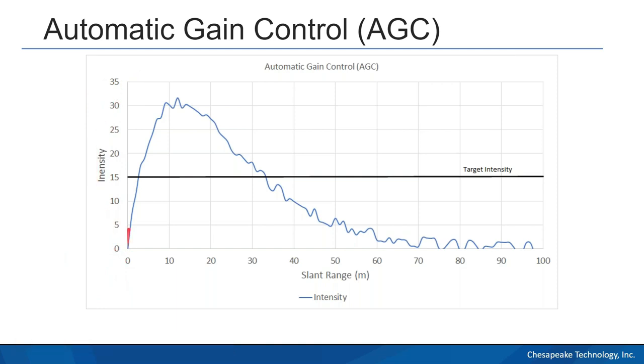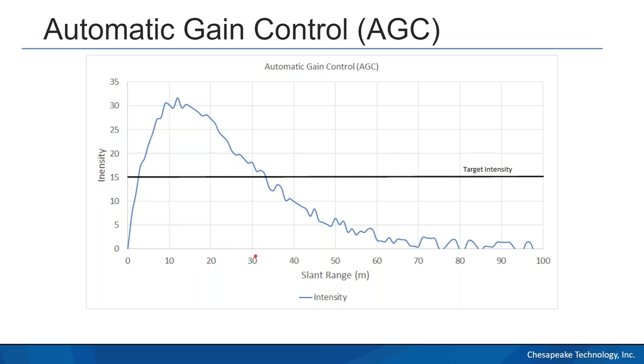But what I did is I put a curve in here and I put a little noise on top of it. Now with AGC, you've got two sliders basically. One determines how wide a moving window is going to be, and the other one determines what the target intensity is going to be. So I've set the target intensity here for 15. That's just an arbitrary value.